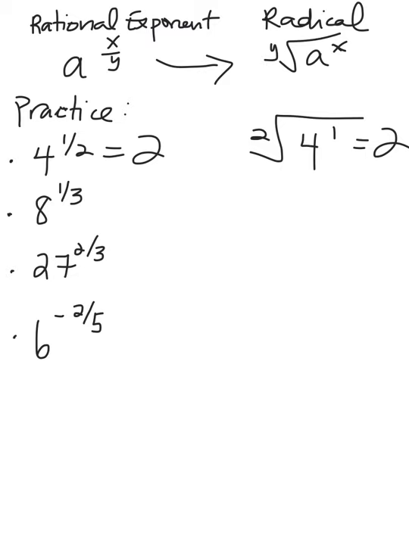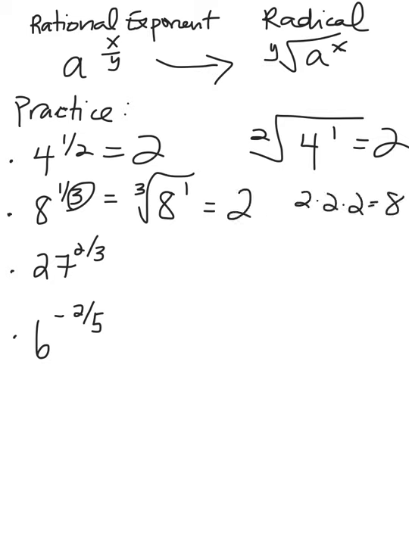8 to the 1/3: a is 8, x is 1, y is 3. So this would be the cube root, because the 3 is the y, of 8 to the first power. So cube root means some number times itself 3 times. And this would be 2, because 2 times 2 times 2 equals 8.